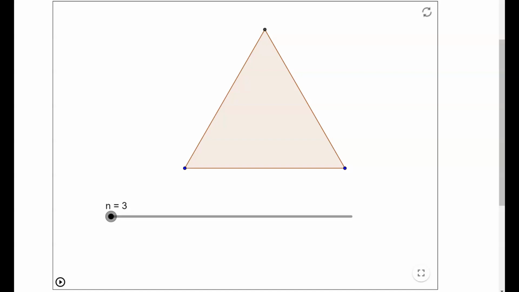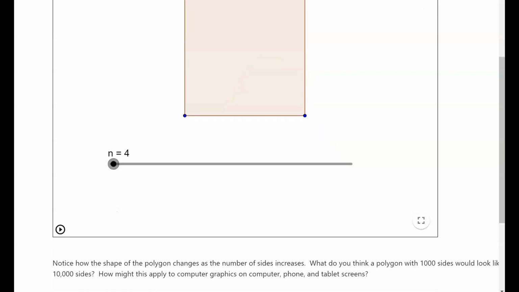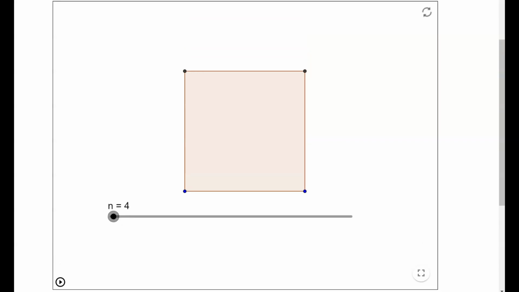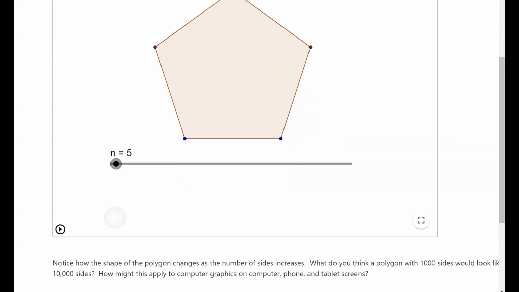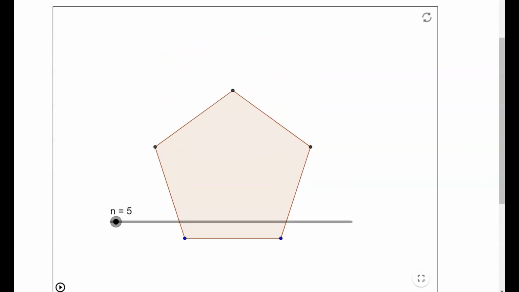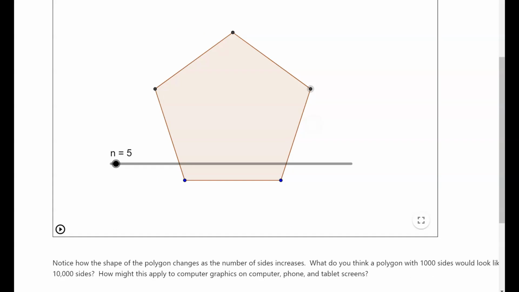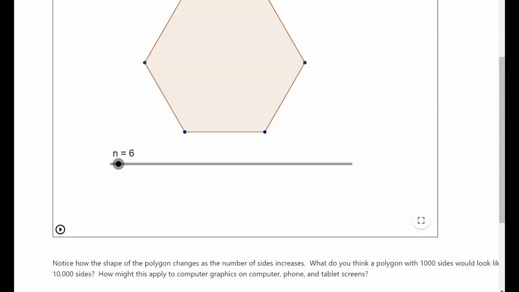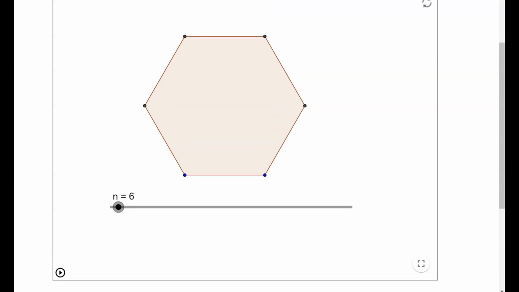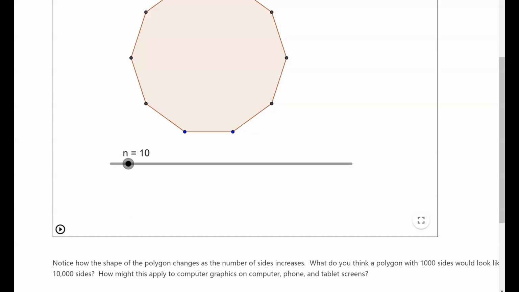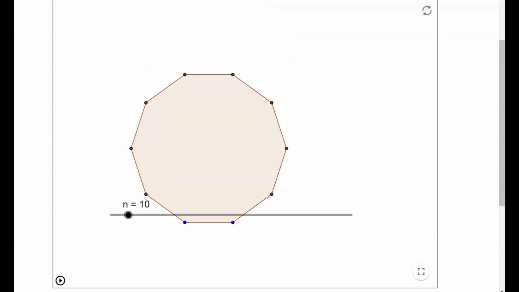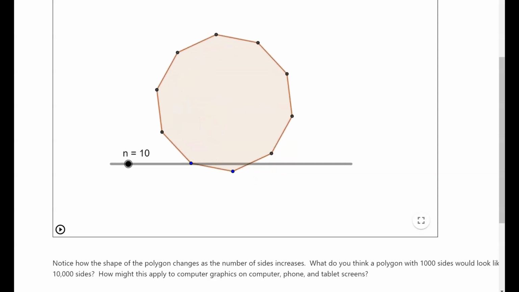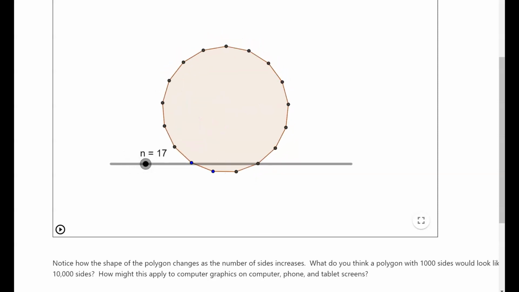So this is an equilateral or a regular triangle. All sides and angles are congruent. As I move that over, we now have a square, so a regular quadrilateral. As we move the slider over, we have a pentagon. Sorry, my page keeps moving on me. So let's look at what happens as we increase the number of sides. I'm just going to move it there so it stops moving on me.